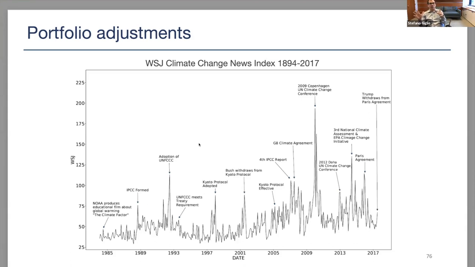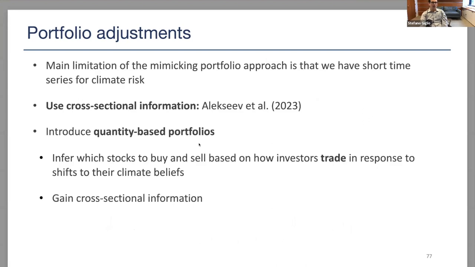That's really, really little. And so we had this idea in this paper where we say, look, maybe ultimately, what is a hedging portfolio? A hedging portfolio is a portfolio where I select stocks I want to buy because they go up when climate change materializes. I don't need to only do this by looking at the actual realization of climate risk. Maybe there's other information that is informative about that. The idea of this paper is to use what we call a quantity-based approach. We say the following.